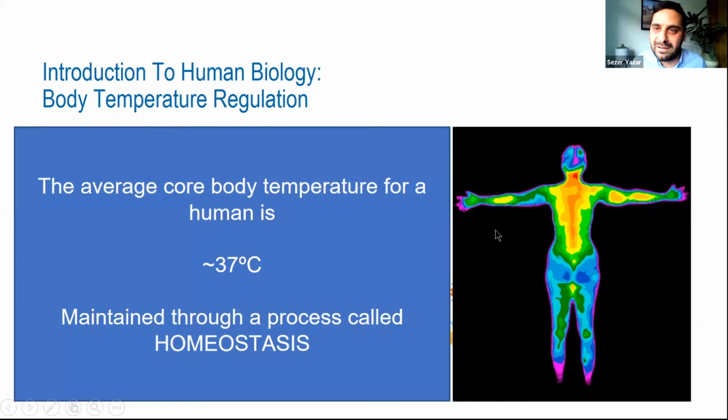So average core body temperature for humans is approximately 37 degrees Celsius, as most of you have indicated. And that core body temperature is regulated through a process called homeostasis. Now, a lot of you have said it's warm where you are, so you're feeling probably a little bit warm. And the temperature in your body, however, is 37 degrees Celsius still. It's cold where I am, and it's cold where a few of you are. However, despite that cold temperature outside, the core body temperature is still 37 degrees Celsius. So you can see that that is controlled through this process called homeostasis.